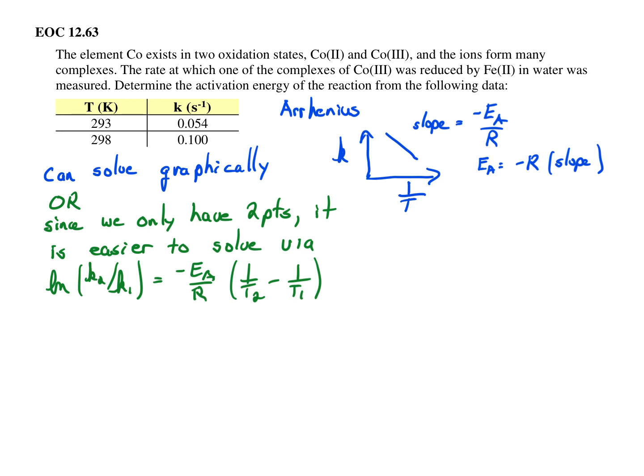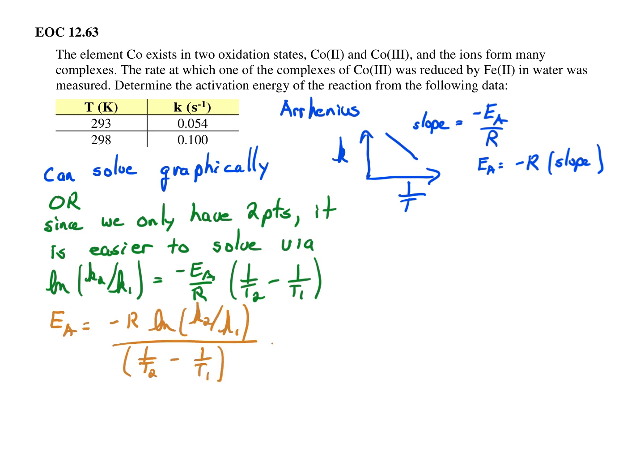So first let's rearrange this equation and solve for EA. So we have EA is going to be equal to minus R times ln of K2 over K1, divided by 1 over T2 minus 1 over T1.